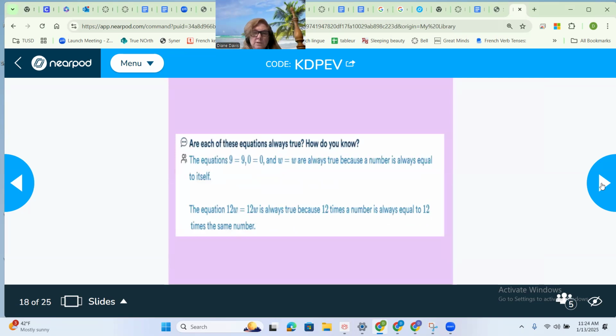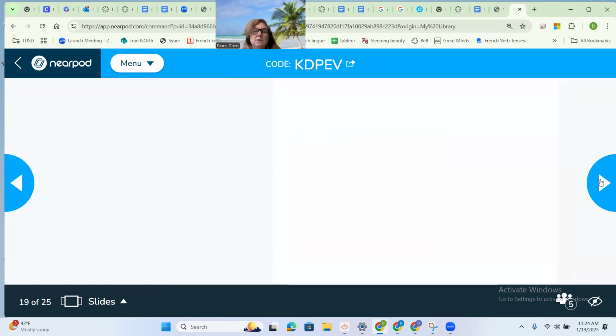Are each of these equations always true? 9 equals 9, 0 equals 0. Yes, right? They're always true. 9, like I said, cannot identify as 10. 9 is 9. Okay. 0 is 0. So you can count on that. You can take it to the bank.